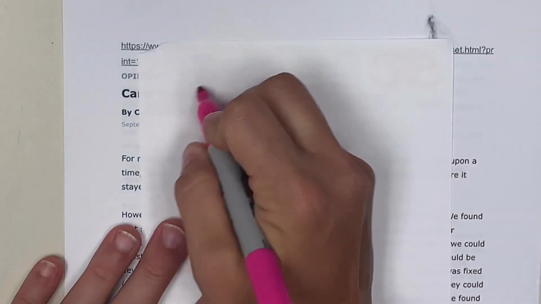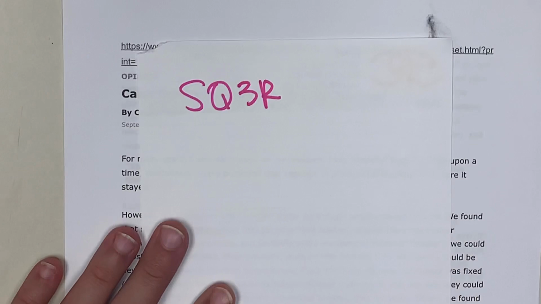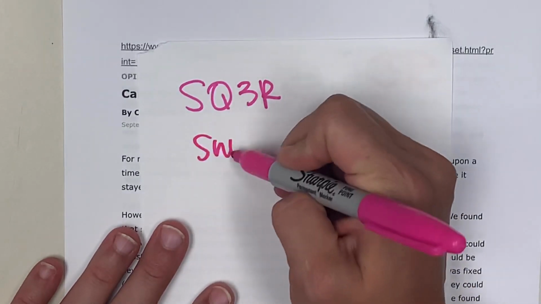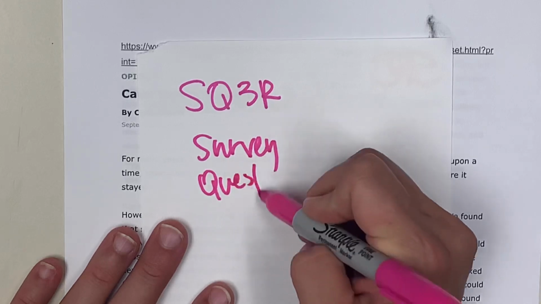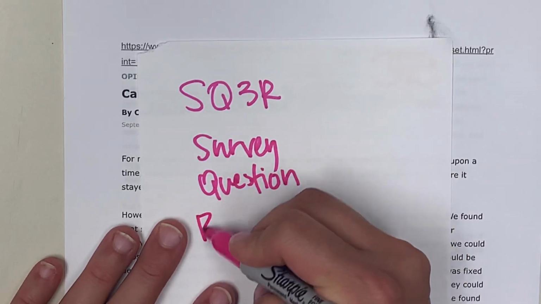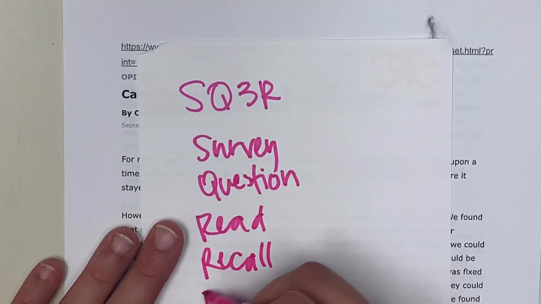Okay, today we're going to learn about a method called SQ3R, okay? SQ3R. And SQ3R stands for Survey, Question, Read, Recall, Review.